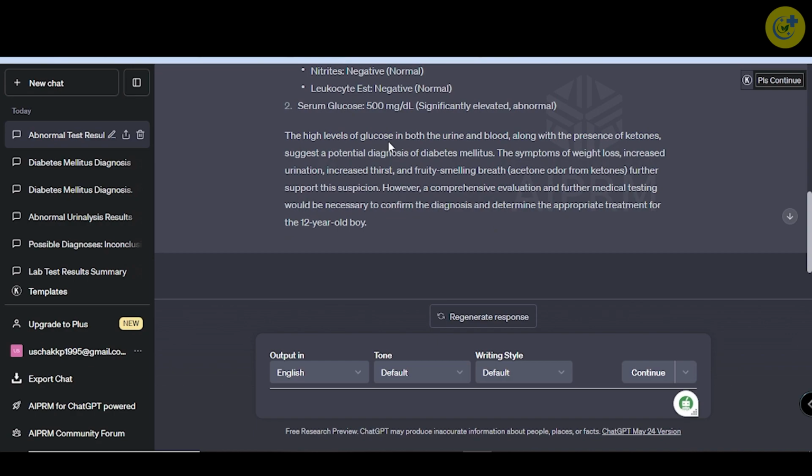The high level of glucose in both the urine and blood, along with the presence of ketones, suggests a potential diagnosis of diabetes mellitus. The symptoms of weight loss, increased urination, increased thirst, and fruity smelling breath, acetone odor from ketones, further support this suspicion. However, a comprehensive evaluation and further medical testing would be necessary to confirm the diagnosis and determine the appropriate treatment for the 12-year-old boy.